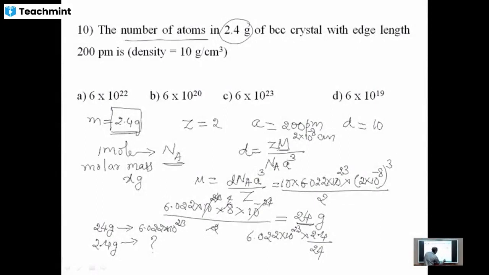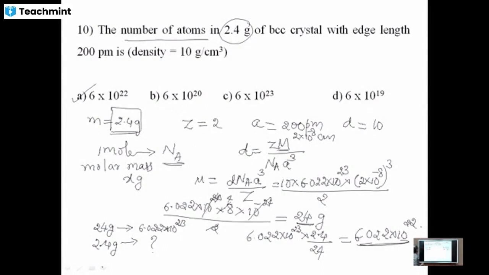It is equal to 6.022 into 10 to the power of 22. Looking at the options, it is option A, 6 into 10 to the power of 22. So the number of atoms in 2.4 gram of this crystal is 6.022 into 10 to the power of 22.